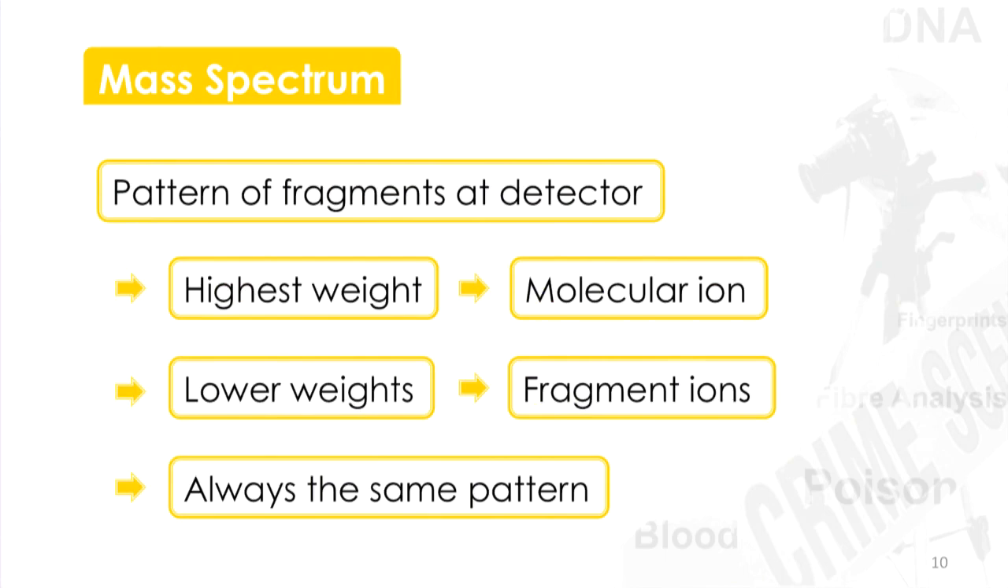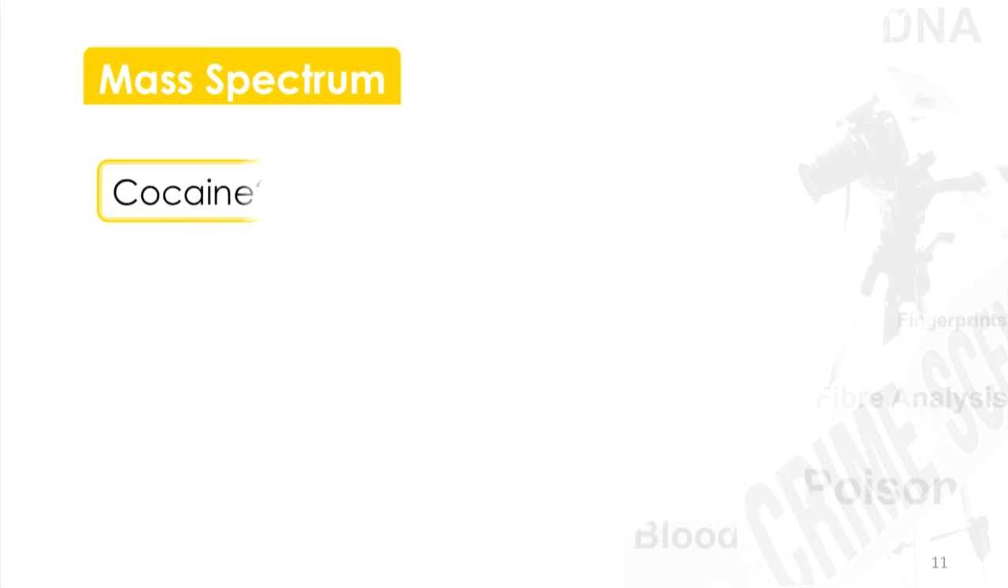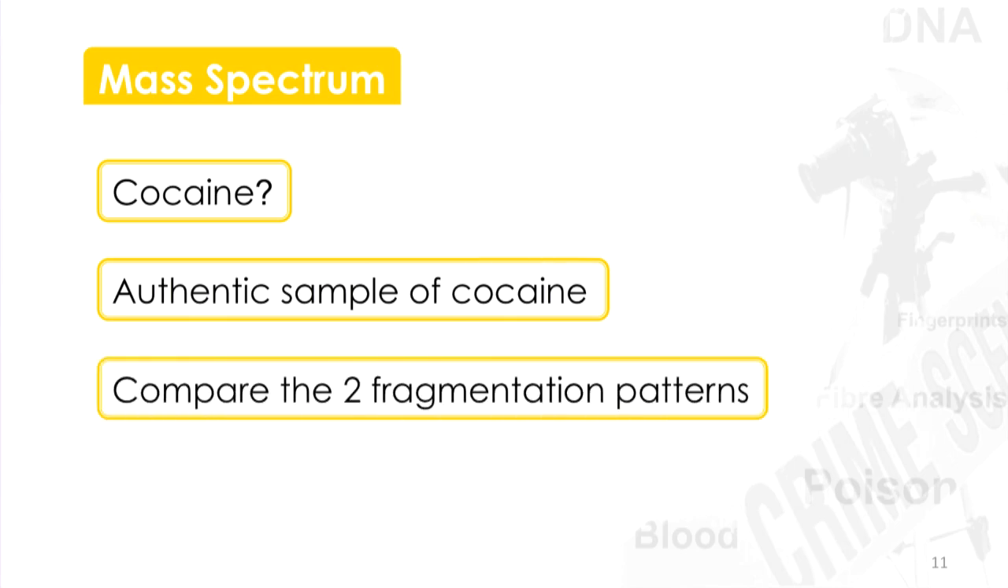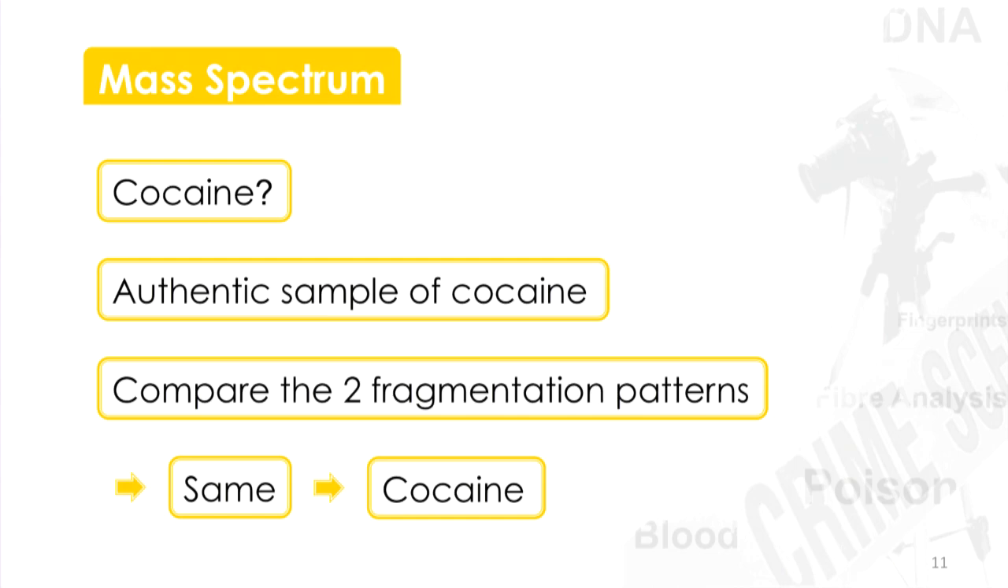So if we have an unknown compound which we think is cocaine, we run the mass spectrum and we look at the fragmentation pattern. We analyze an authentic sample of cocaine. We compare the two fragmentation patterns. If they're the same, then we conclude this really is cocaine, because if we have an isomer of cocaine, it would fragment in a different way, and therefore it would give us a different pattern.